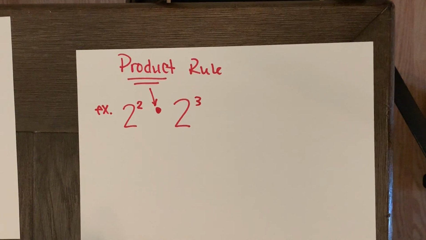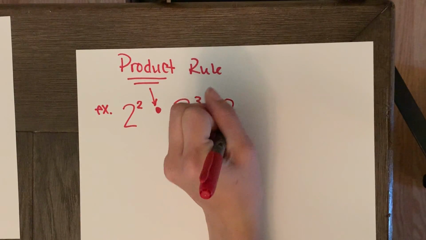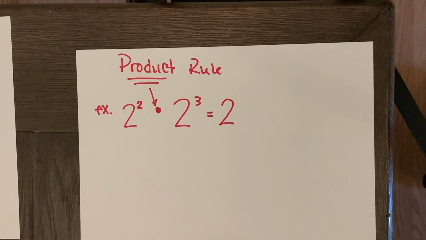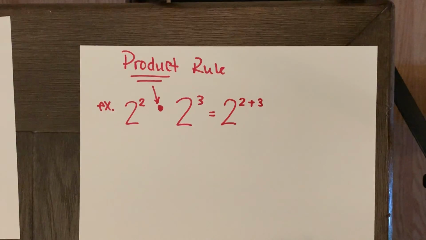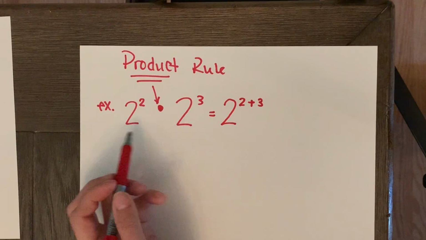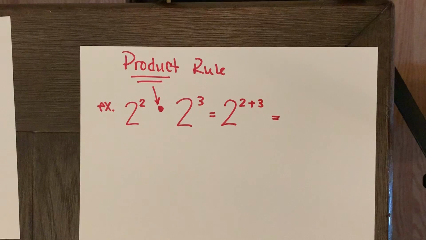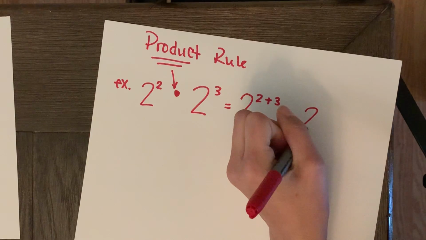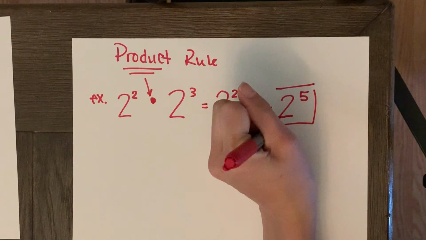Okay, so the product rule states, first thing you have to make sure is that your bases are the same. Are your bases the same? Yes, they are both 2. So the product rule states that you're going to keep the base. So I'm going to keep the base of 2, and because I'm multiplying the bases together, I can add my exponents. That's what the product rule states: if your bases are the same, you keep your base and add your exponents, okay? So 2 to the third times 2 to the second is going to equal, when we add our exponents together, 2 plus 3 gives you 5.